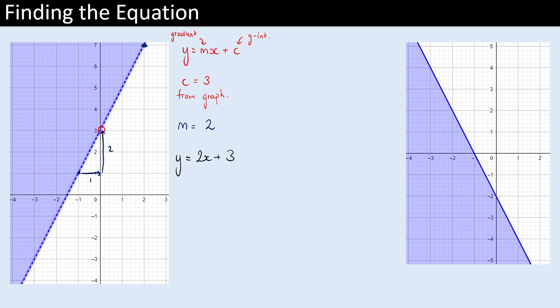Now, if we were thinking about the blue area here, it is all the stuff which is upwards of that line. And if we're heading upwards of that line, we must be heading for things that are bigger. So this area shows us the stuff where y is greater than 2x plus 3. Knowing what the line equation is will help you figure out what the area should be.